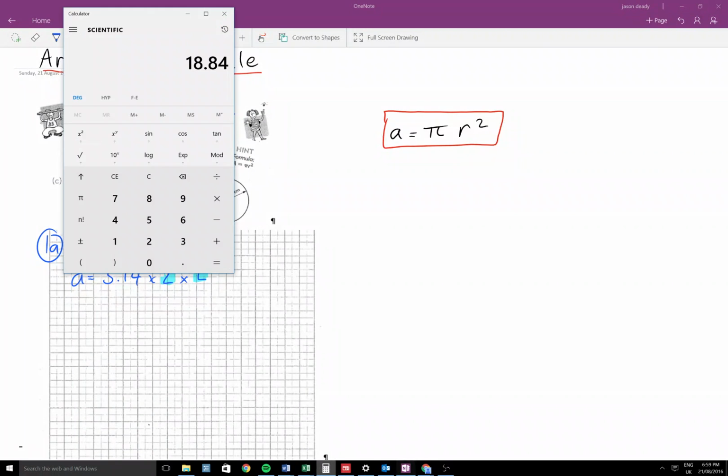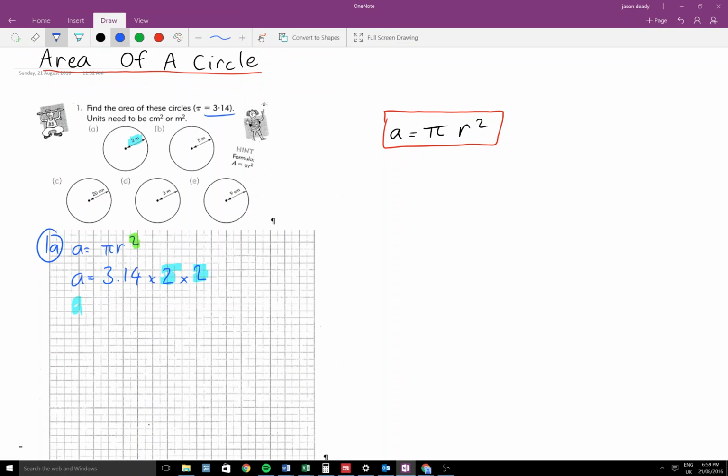Let me put that into my calculator. So I've got 3.14, or pi, times the radius, 2, times the radius again, 2. So I get 12.56.